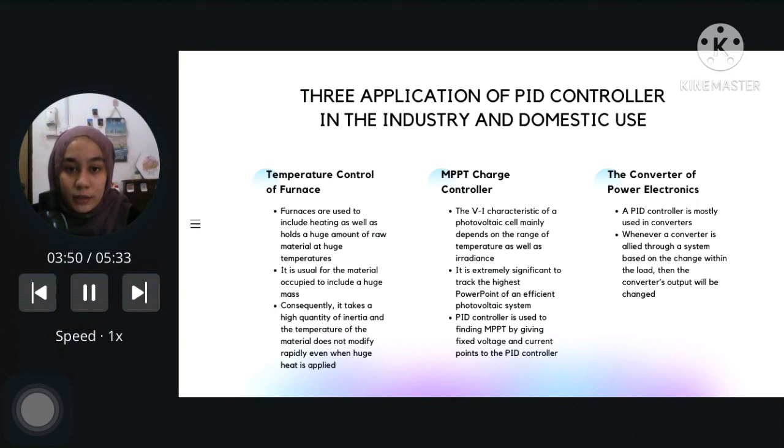Last but not least, the converter of power electronics. We know that a converter is an application of power electronics, so a PID controller is mostly used in converters. Whether a converter is connected to a system based on the change within the load, the converter's output will be changed. For instance, an inverter is connected with a load. A huge current is supplied once loads are increased. Thus, the parameters of voltage as well as current are not stable, but will alter based on the requirement.